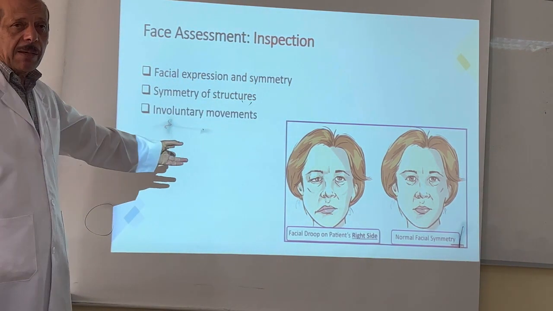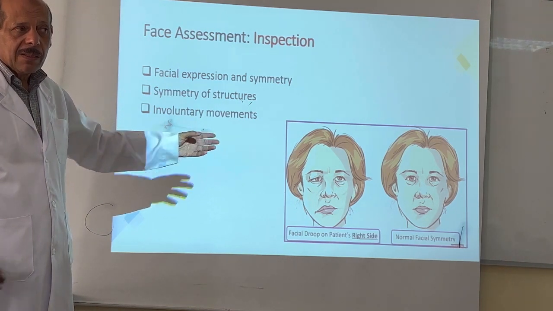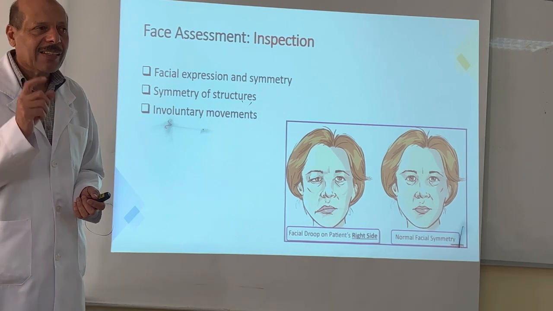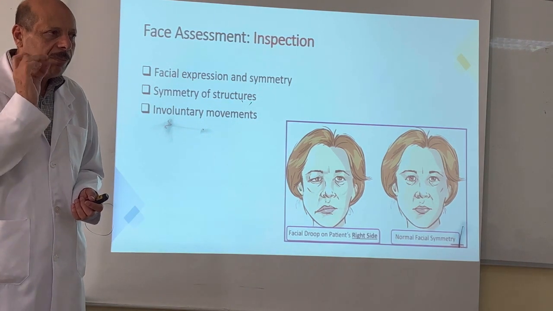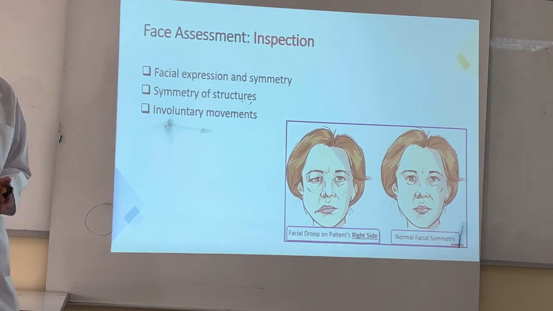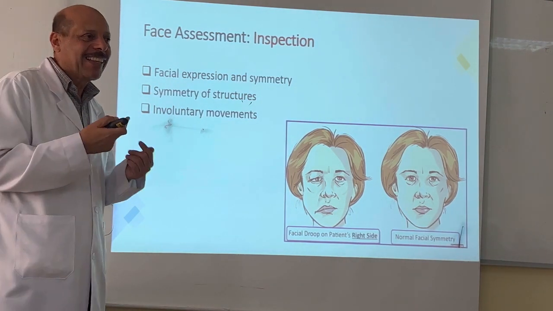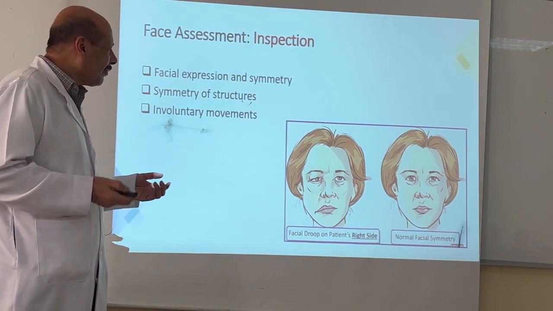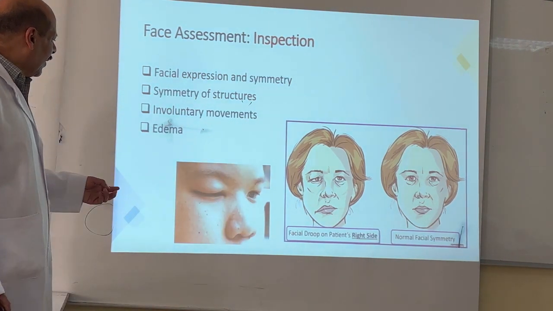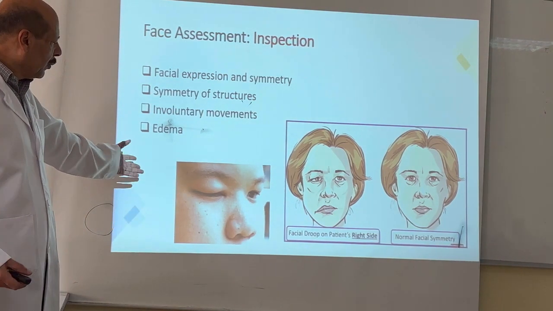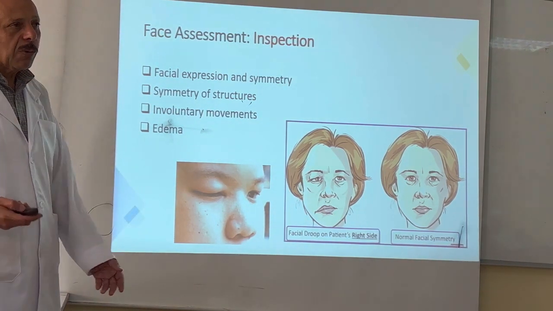Involuntary movement sometimes might be there. You will find that muscle twitching will be there. It depends upon the muscle that has some problem. Here, edema. It might be due to trauma. It might be due to infection.